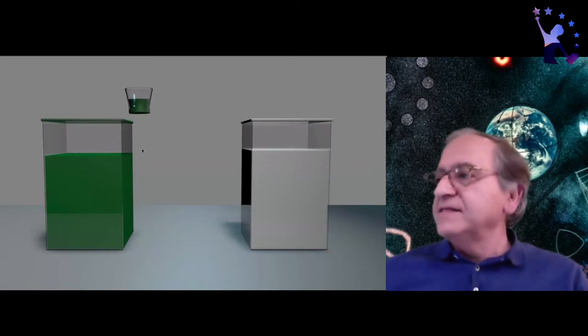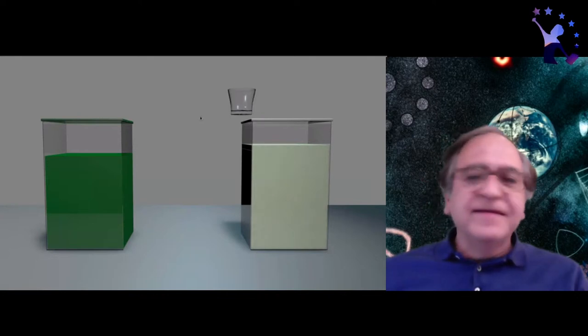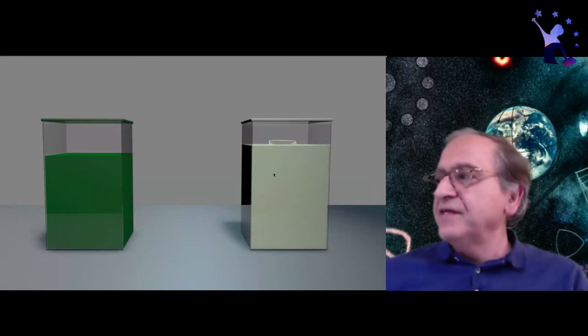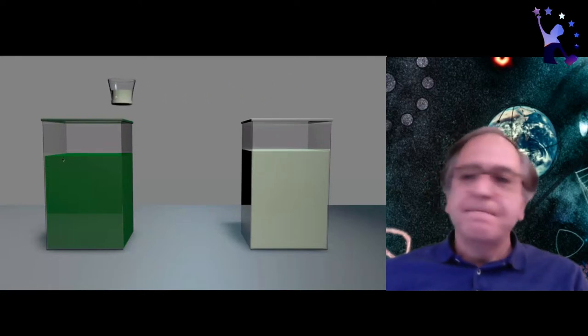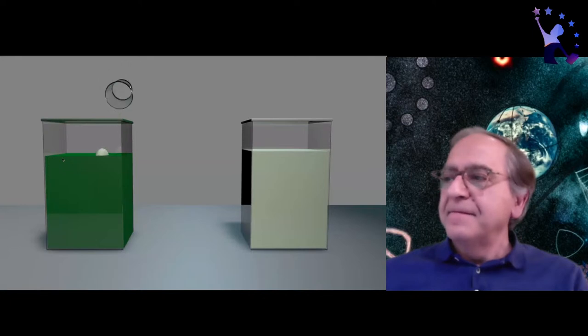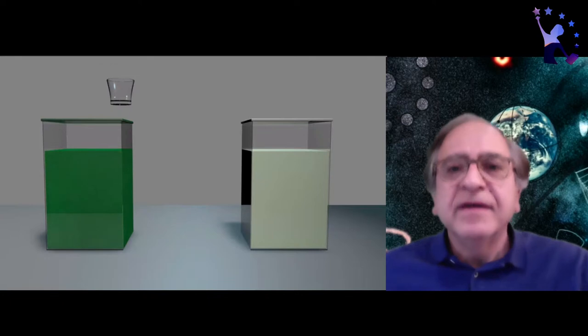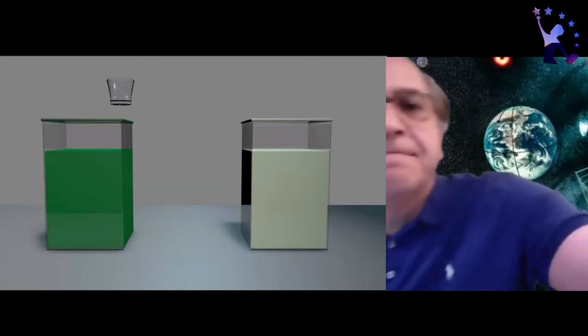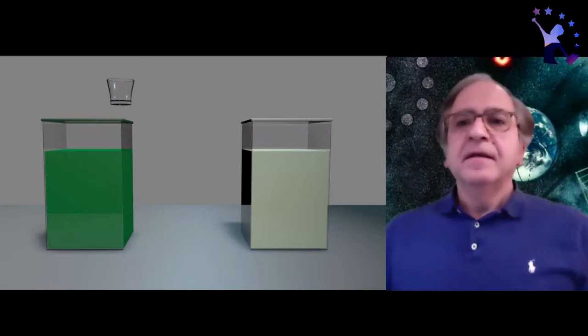We take a glass and put some of the green paint into the white paint and then stir it. And then take the same amount from the mixture and put it back here, and then we stir it. Okay, I hope this is clear to everybody. Yes? Okay, good.